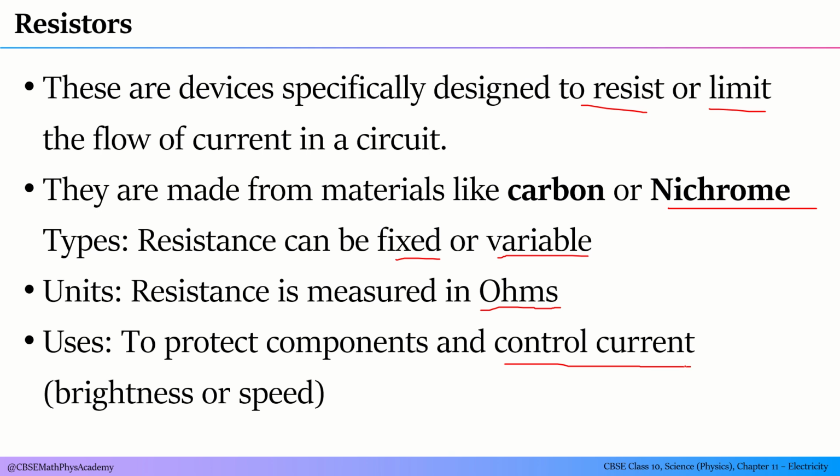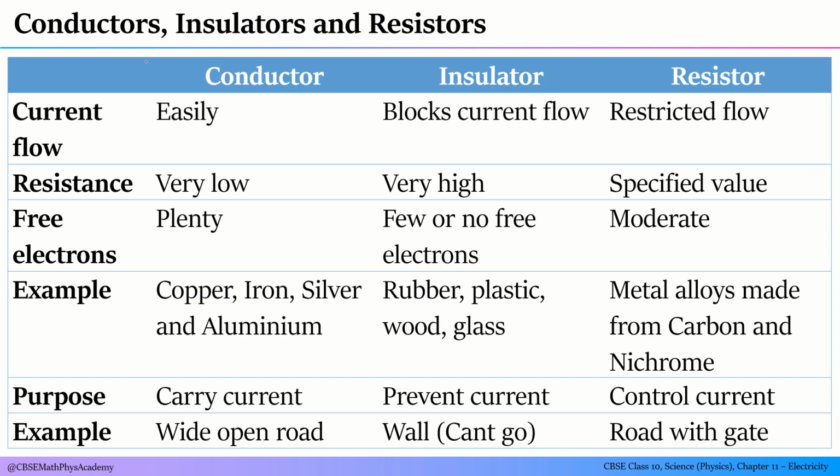When you rotate the fan regulator, or when you operate the switch or the power of the LED lights, it reduces the current that passes through it. How does it reduce? It is because of these resistors. So it is used to control the current passing through the circuit. So resistor and resistance is a big topic by itself, which we will cover in our next video in detail. And for the moment, we will see what is the difference between conductor, insulator, and resistor.